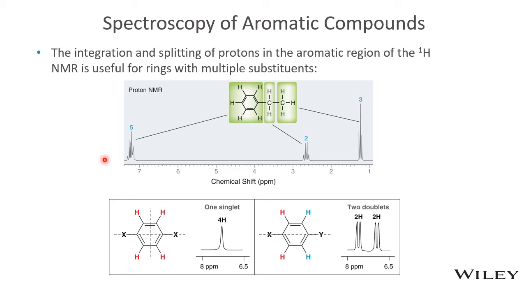Now, typically with a monosubstituted benzene ring, meaning a benzene that has one substituent, and in this case we have an ethyl group attached, we'll take a look at all of these protons. Now, technically we have three different types of protons in this benzene. We have the two that are closest to the ethyl group, two that are a little further away, and then one that's the furthest away.